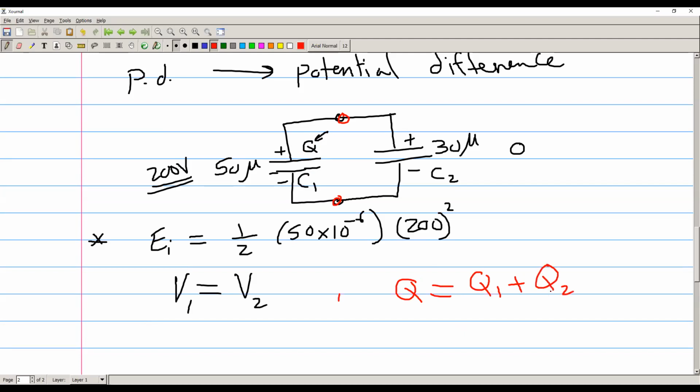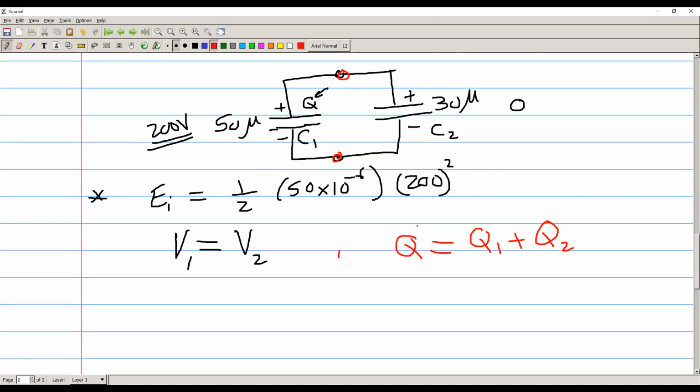After we connect the second capacitor, we have to use these two conditions in order to get the voltage and the charge on each one of them. Let's try to solve that.